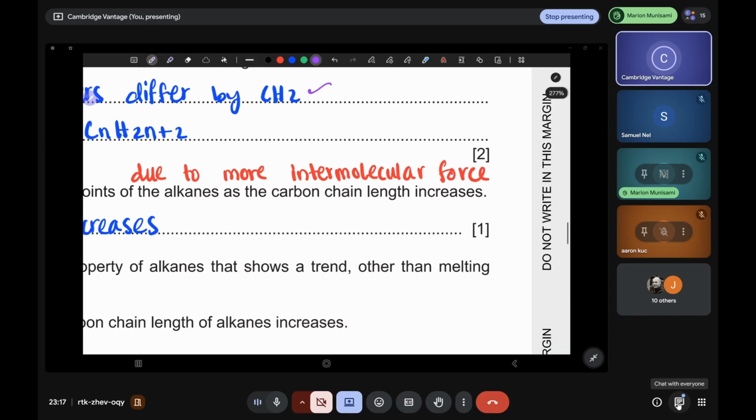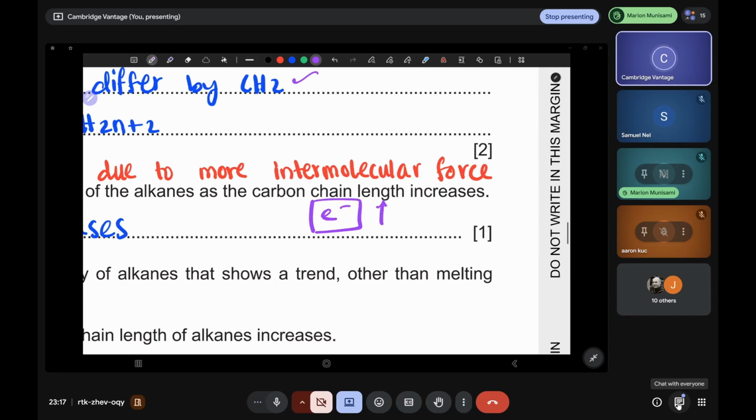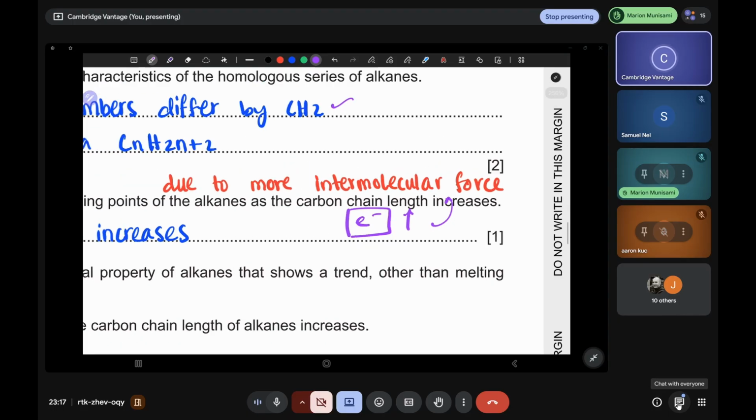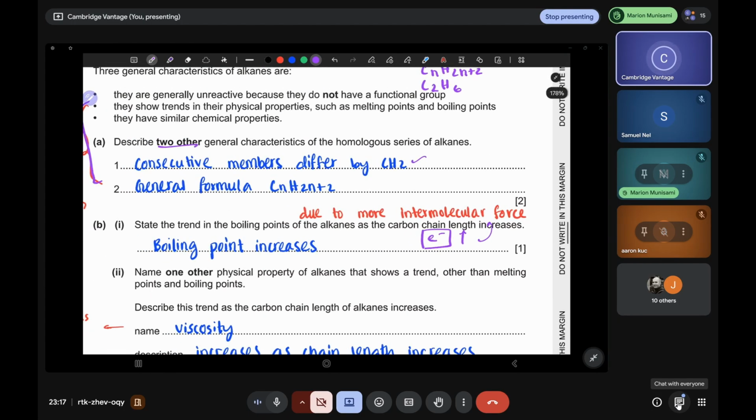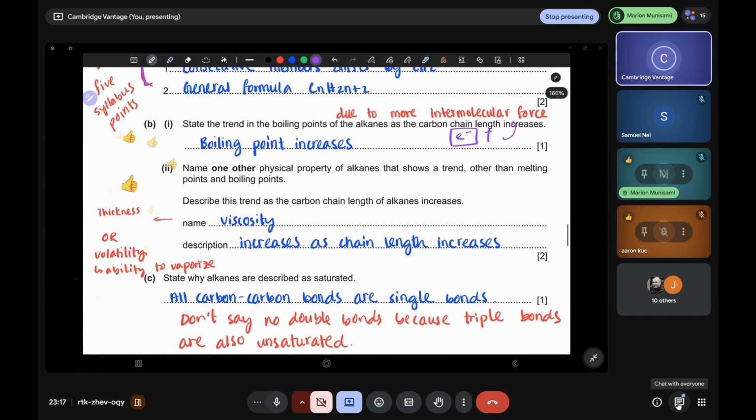So that is why when the number of carbons increases, electrons increase. And always remember, when electrons increase, intermolecular forces increase. That is why the boiling point also ends up increasing. Is this idea clear for all students? More electrons, more force, more boiling point. Thank you very much. Okay, point 2.